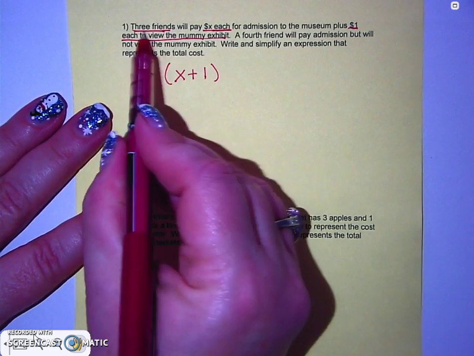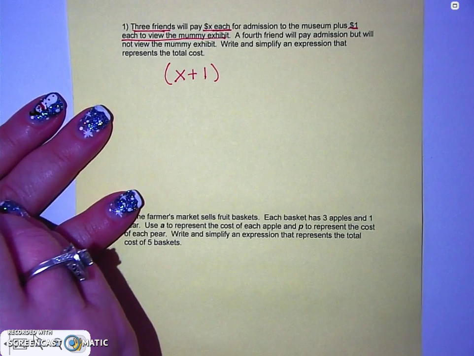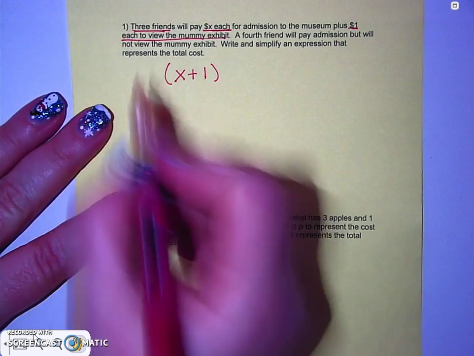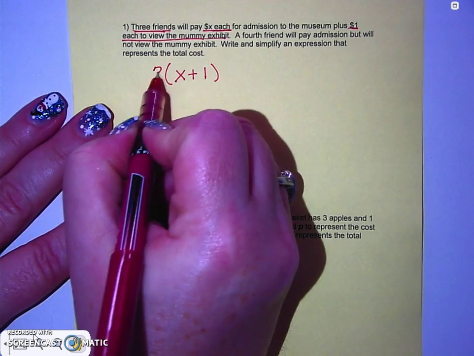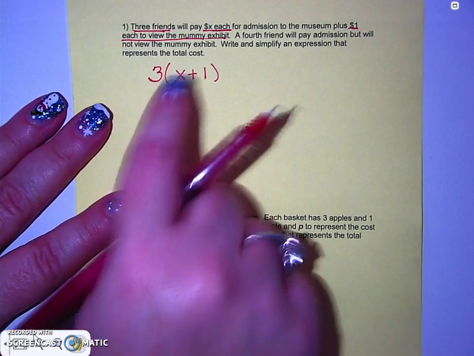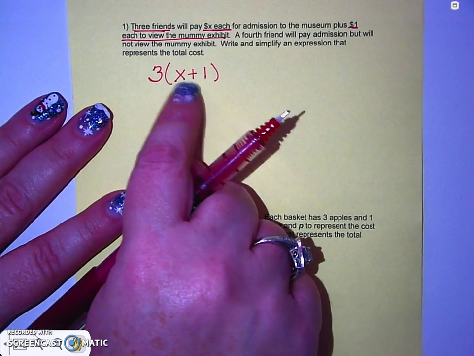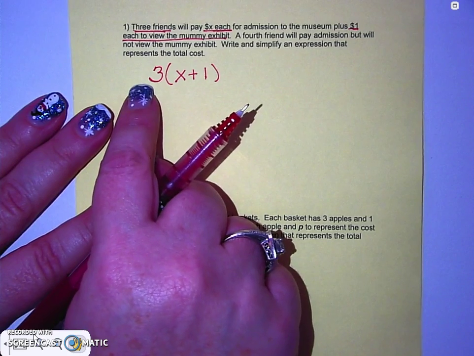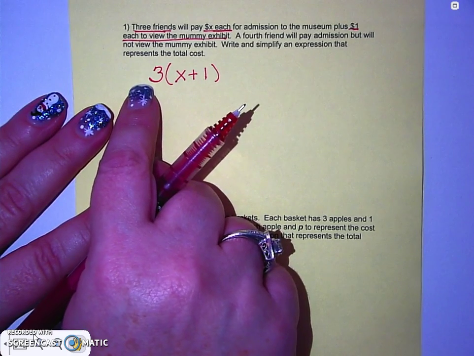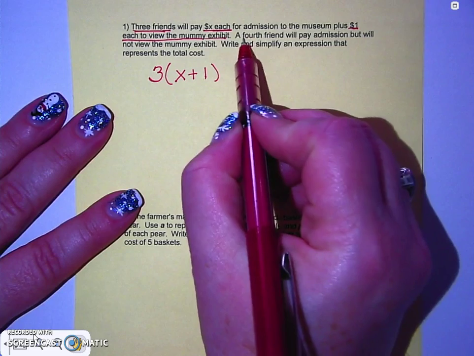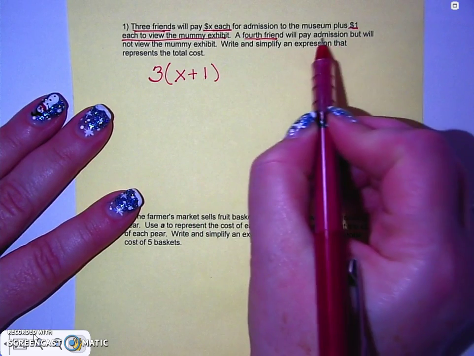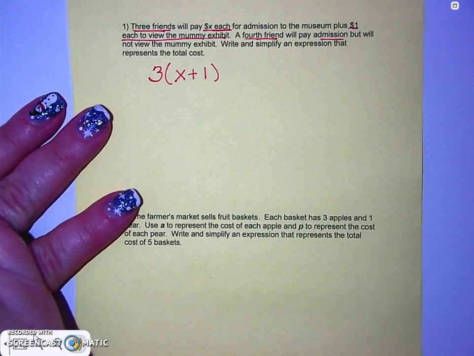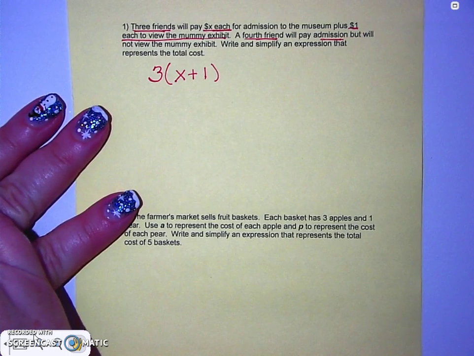But how many people are going to do that? Three. So we're going to multiply that by 3. So that's one person is X plus $1, and we're going to multiply that by 3. And then something else is going to happen. One more friend is going to pay the admission, but he's not going to pay the $1. So what might we add to it?